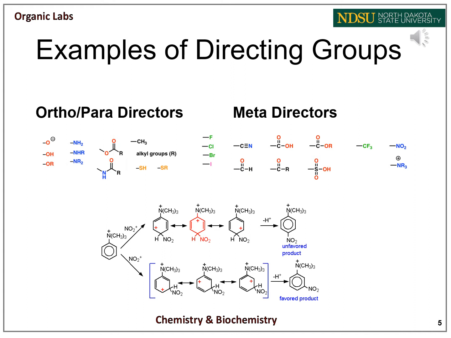On this slide, we have examples of both ortho-para directors and meta-directors. So how these directing groups work has to do with resonance forms. Ortho-para groups are electron donating groups, which donate electrons into the pi system of the aromatic ring, while meta-directors are electron withdrawing groups that remove electrons from the pi system of the aromatic ring. The bottom image shows an example of this using a meta-director.